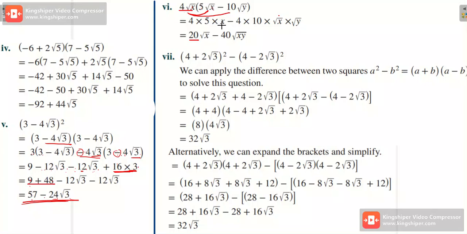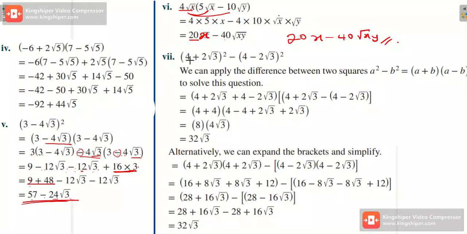There is a mistake here. It's supposed to be x. This part is supposed to be x, not root of x. So it's supposed to be x. Then we come here. 4 times negative 10 will give us negative 40. Then root of x times root of y becomes root of x times y, which is xy. So the final answer is supposed to be 20x minus 40 root of xy. That's the correct answer. Now let's come to VII.